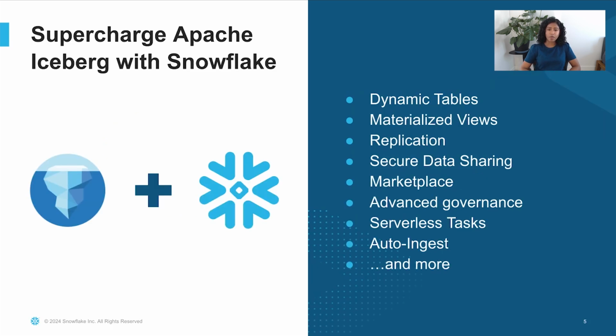By combining Iceberg tables and Snowflake, you can bring the power of Snowflake to your open data lake. Snowflake enables advanced data warehousing features like dynamic tables, materialized views, and search indexes on Iceberg tables. Using Snowflake, you can replicate your Iceberg tables cross region and cross cloud and also share them on the marketplace. Iceberg tables in Snowflake support all data governance capabilities like row access policies, masking policies, tag based masking, and so on.